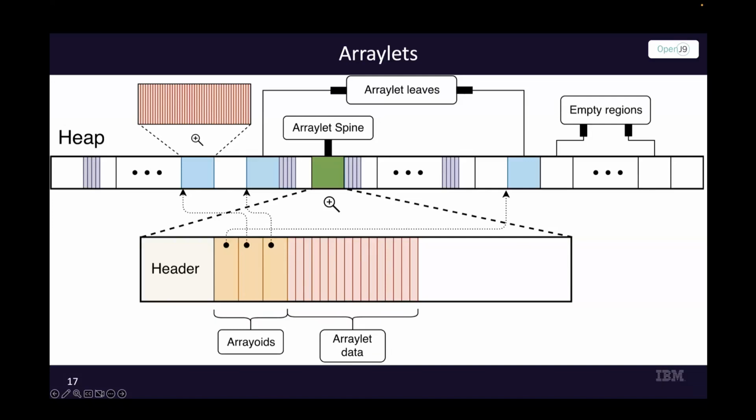Oh, I see. So the arrayoids are going to be the pointers to your arraylet leaves. When you allocate arraylets, the overall data is broken down into region sizes. So these arraylet leaves are going to be region sized chunks of data. This arraylet data wouldn't actually be adjacent to the header as you see it depicted in the diagram.